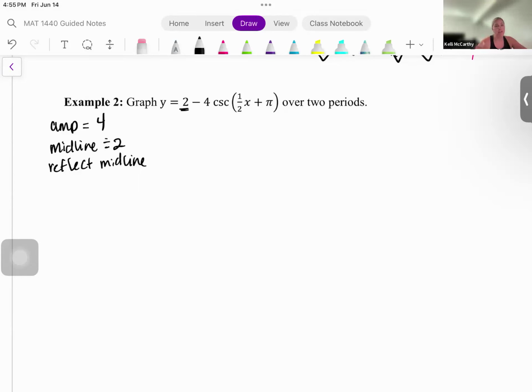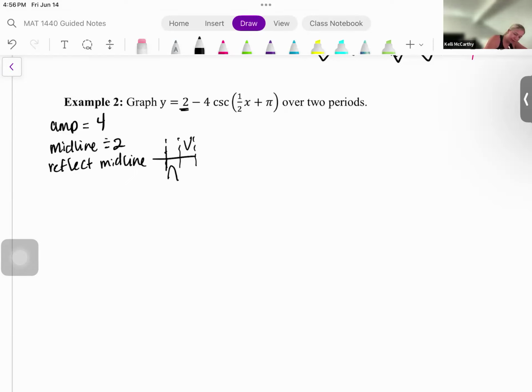If we're thinking about that parent function of cosecant x, that cosecant x has our asymptotes at 0, pi, and 2 pi. And we would typically start with opening up. Since we're reflecting about the midline, we're actually going to start with that open down parabolic branch. All right, what's next? So we have our amplitude, we have our midline, we have our reflection.